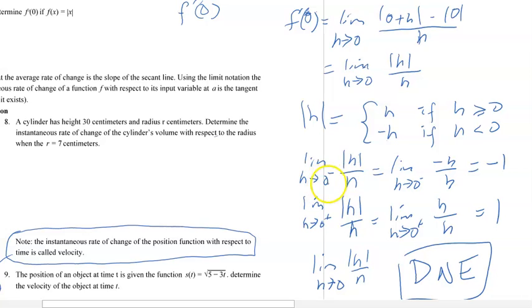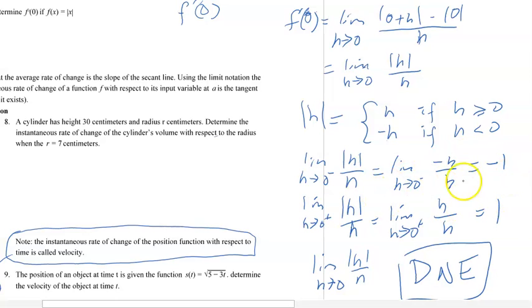The limit as h approaches 0 from the left of the absolute value of h over h will become the limit as h approaches 0 from the left of negative h over h, which will be equal to negative 1. Here we can cancel. The limit as h approaches 0 from the right of the absolute value of h over h is again equal to the limit as h approaches 0 from the right of h over h, which is equal to 1. Notice for the absolute value function, the slope as we approach 0 from the left is negative 1, as we approach 0 from the right is 1.